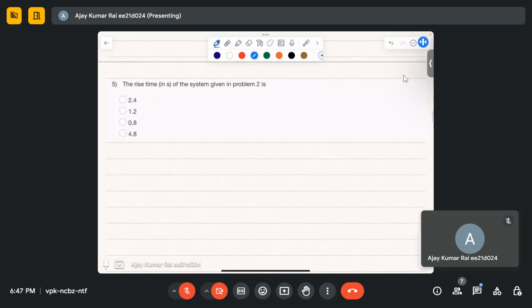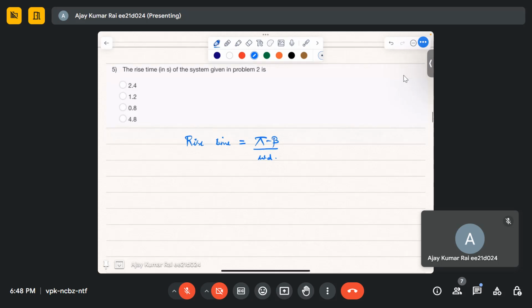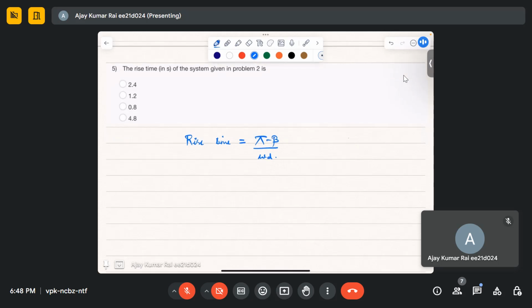So rise time of the system given in problem 2. So what is rise time? You know, (pi minus beta) by omega d. I hope this is the correct formula. Please interrupt me if this is wrong. So beta was, you know, cos of, I think cos of beta is theta.